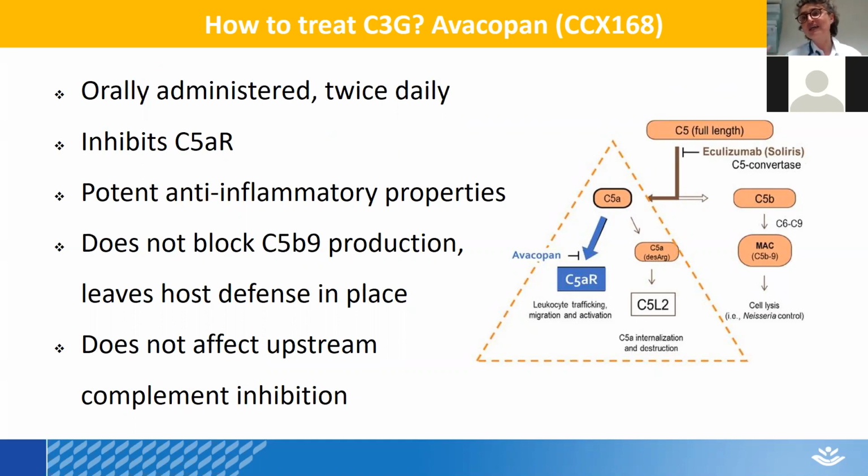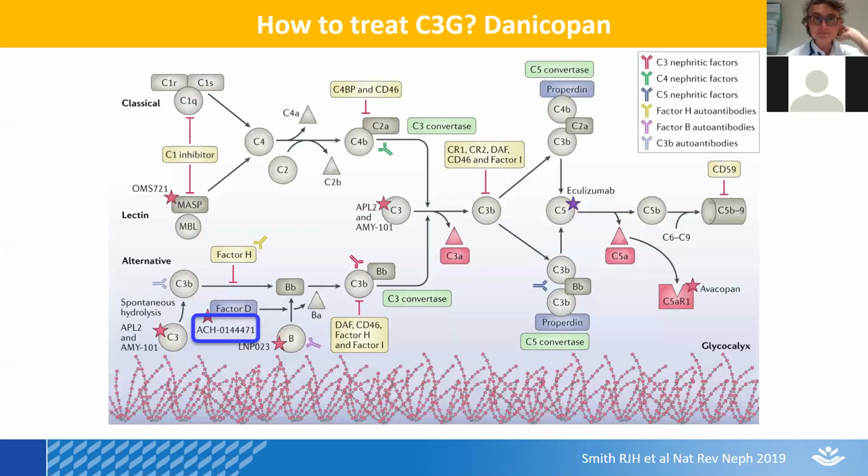So in terms of infectious risk, it may be safer than eculizumab, though we're not sure because in the trials in which it's been used, the vaccinations for meningococcal infection and the antibiotic prophylaxis have always been advised because obviously it's better to be safe than to be sorry. And it definitely acts downstream, so it doesn't have any effect on upstream complement inhibition.